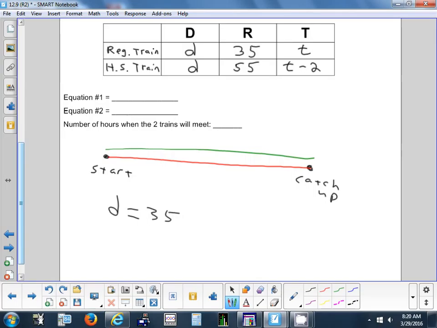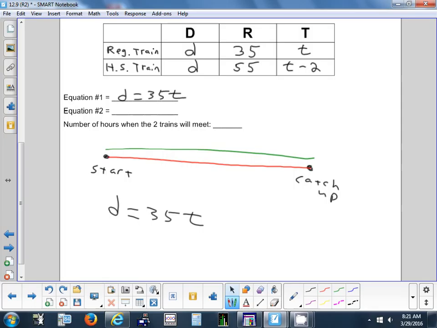And distance equals rate times the time. Justin, what's the time of our regular train? T. Okay, I could put that in an equation, I'll just rewrite it. That's equation 1. Okay, equation 2, we're going to do the same thing, but use the distance, the rate, and the time from the second row.